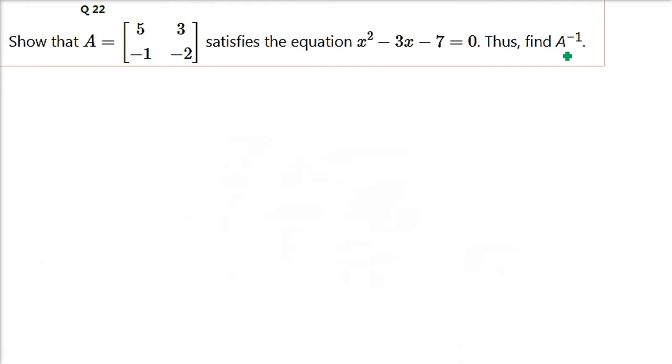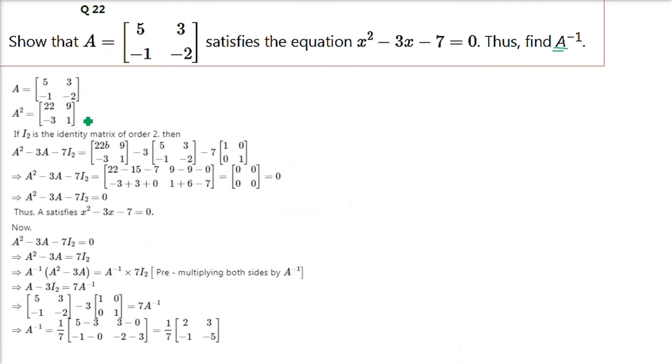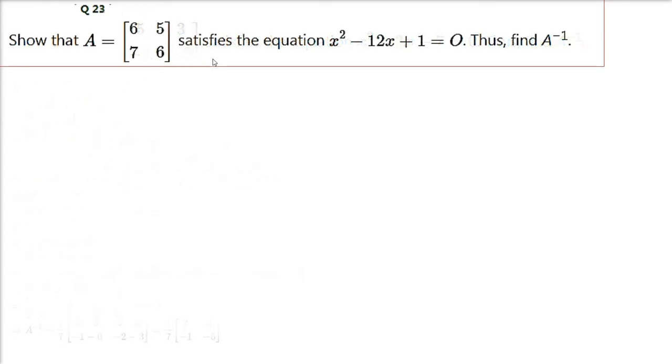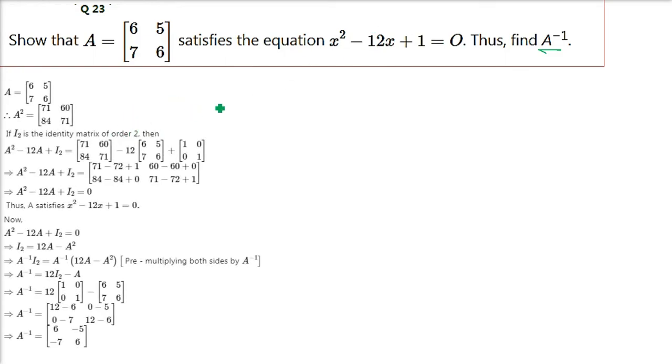So this is also exactly like this. The only difference is it is not a square minus 3a minus 7. It is actually saying that this is satisfying the equation. So you'll put a in place of x. Similarly here, in place of x, you are going to replace 6 5 7 6 a here. And the same logic which I showed you, you have to do it here. A is actually satisfying here. So a square minus 12a plus 1, you will not write 1 then. You have to write the identity element here. It will be I2. So now you have to do the same thing which I told you, and then you can find out the A inverse.